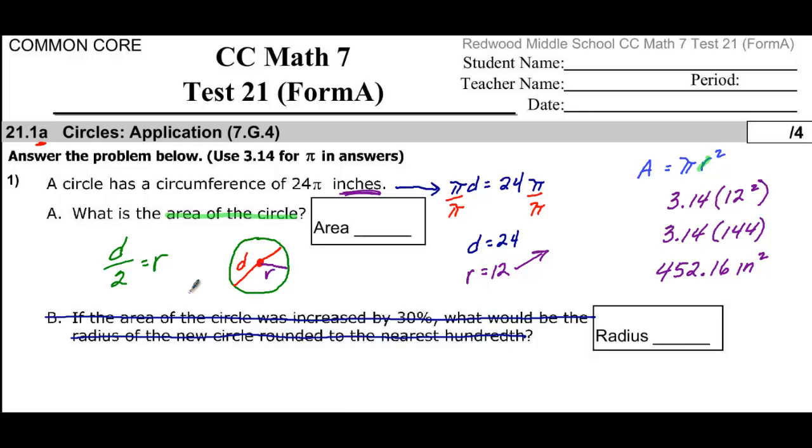You can figure out by watching that what it would look like if they gave you the area and asked you to find the circumference. You would just do all of those things in reverse.